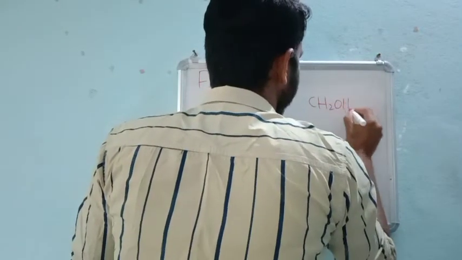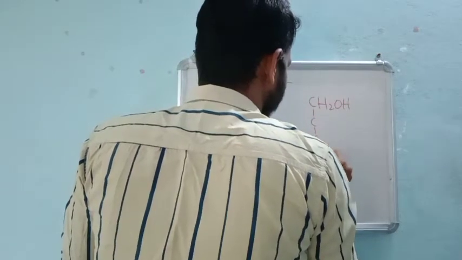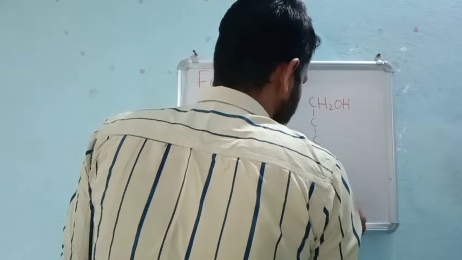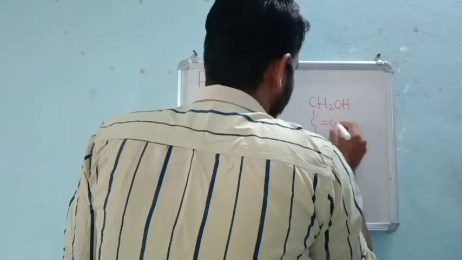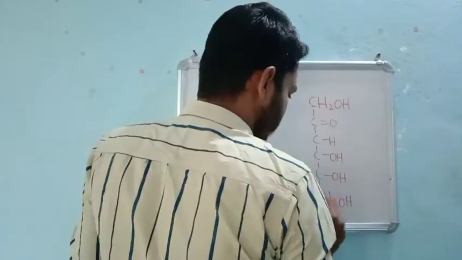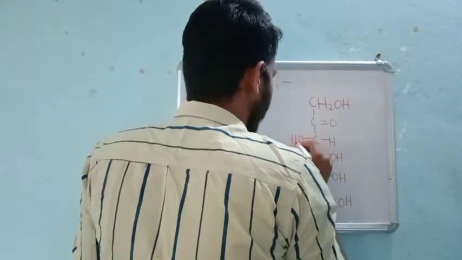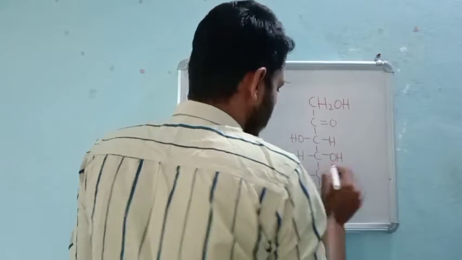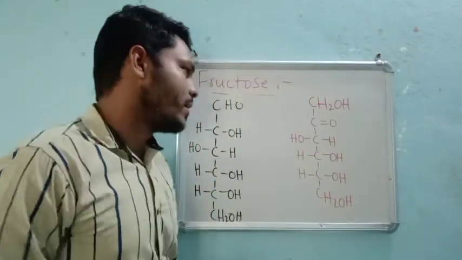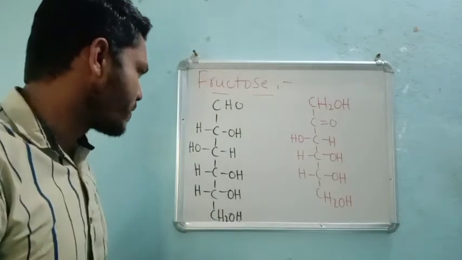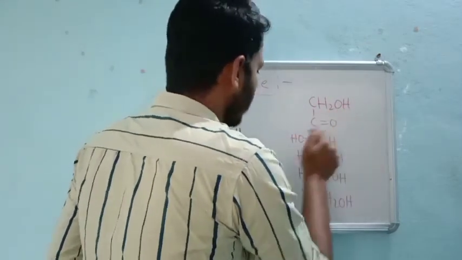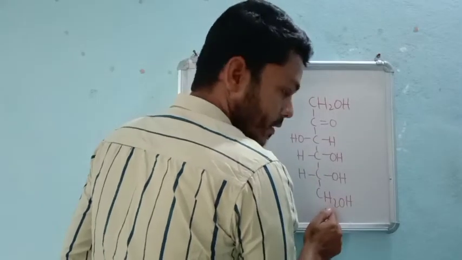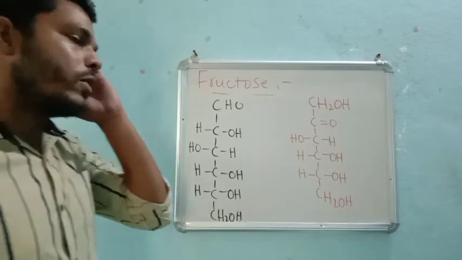Now fructose: CH2OH, 1, 2, 3, 4, 5, 6. CH2OH, OH, OH, H, double bond O. Okay, 1, 2, 3, 4, OH, H, H. Now count the molecular formula, C6H12, it is certain. Here I am counting the H: 3, 4, 5, 6, 7, 8, 9, 10, 11, 12. So based on H only, we can say the compound is correct.